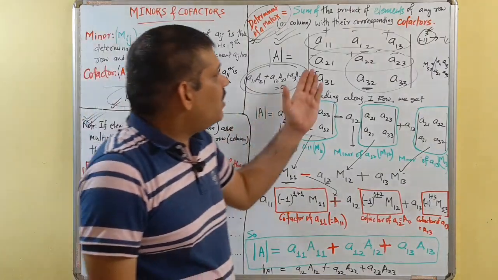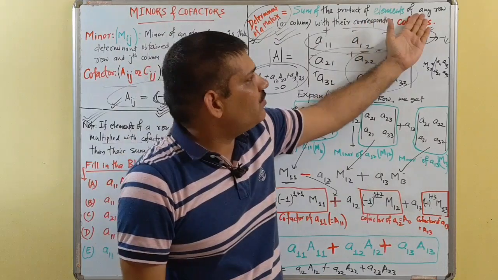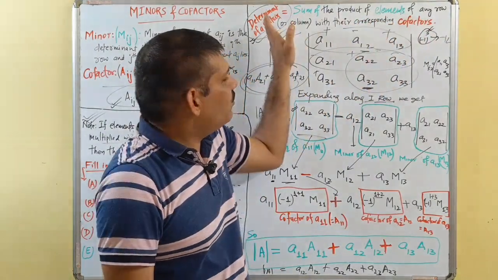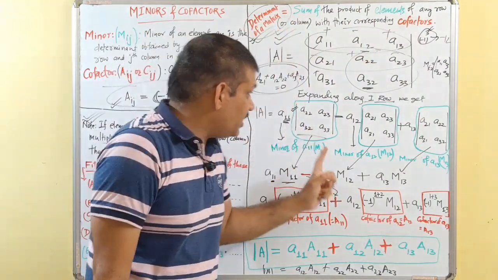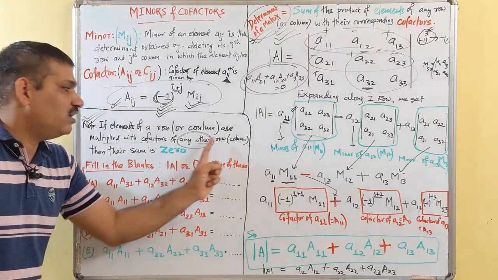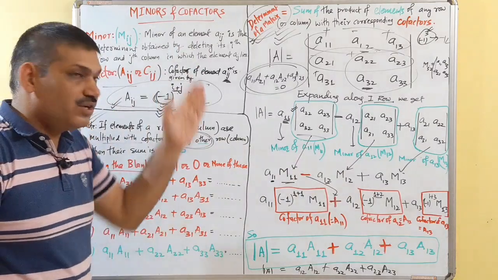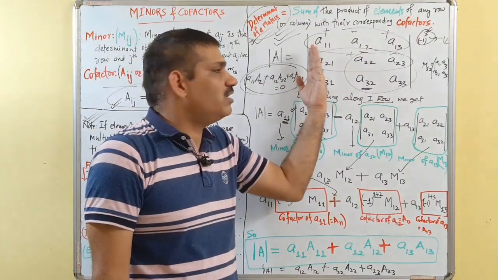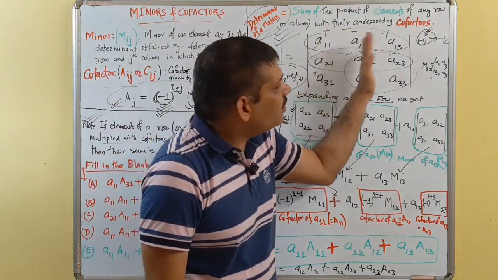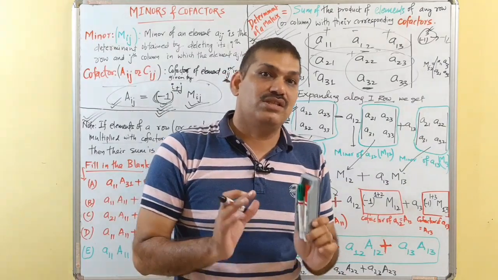If we take any row, multiply the elements with the corresponding cofactors and take the sum, then we get the value of the determinant. But if we take any row and multiply it with the cofactors of any other row, then the sum is always 0. We choose one row or one column and we do not multiply with its corresponding cofactors, but with the corresponding cofactors of any other row or column. Then the value is always 0.